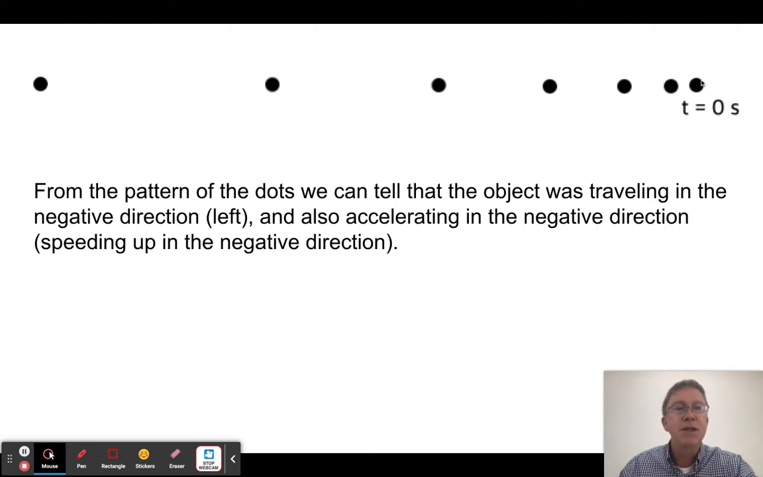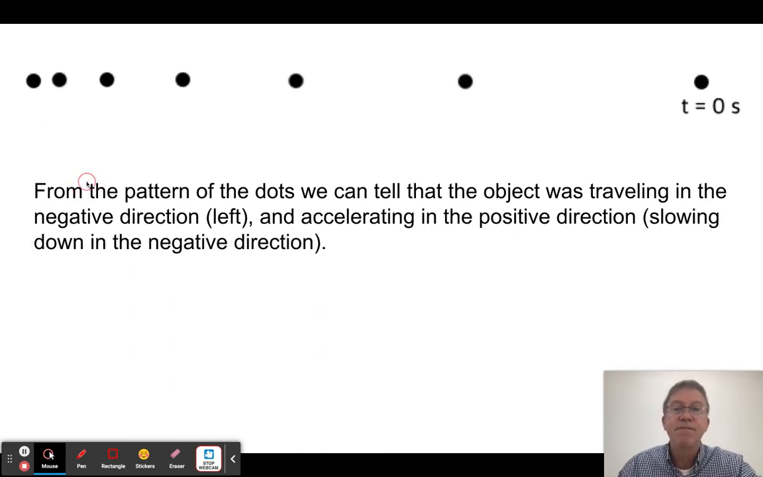Similarly, if I was told that this dot was t0, then I go, well, as time goes by, it's traveling a greater and greater distance in equal time intervals as it moves to the left. So this is a faster velocity than this, which is a faster velocity than this. So I know it's gaining speed as it travels in the negative direction. So therefore, it has a negative acceleration.